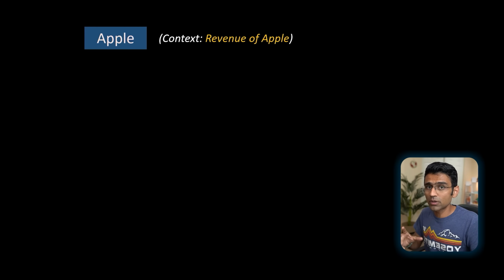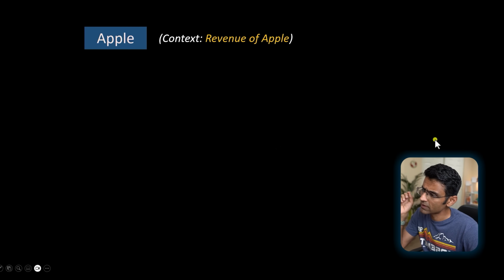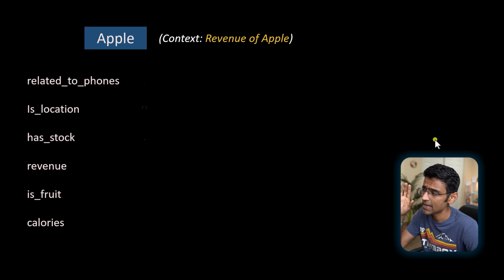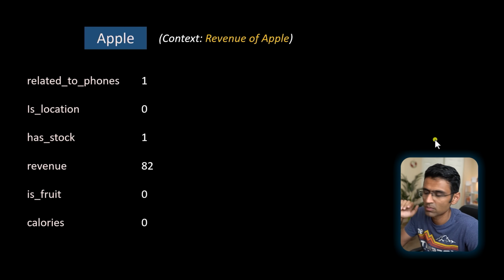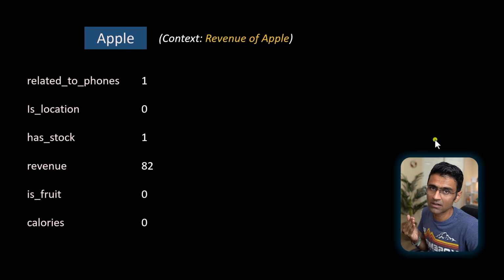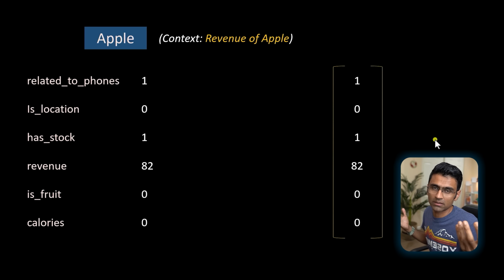Let's figure out how you can represent this word apple into a numeric representation given this particular context. One way is to think about different features or properties of words. Here you can have properties related to phones, location, has stock, etc., and then you assign a value for each of these properties. Revenue here means $82 billion. You get a sequence of numbers as a result, and that is nothing but a vector. So this vector is a word embedding for the word apple for this particular context.